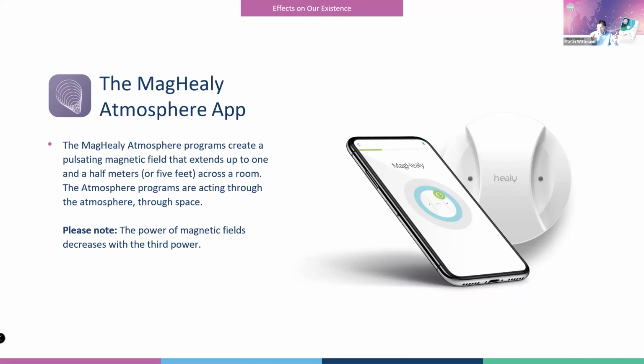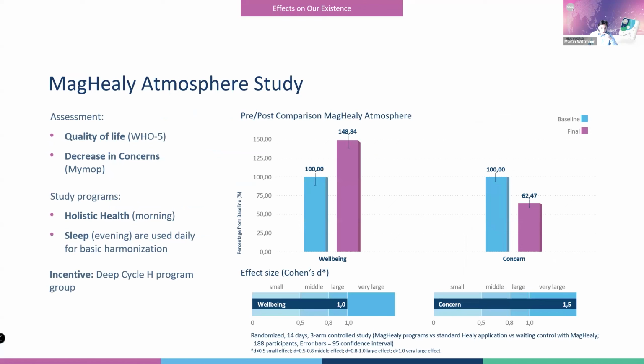And if you use 50% intensity, you use only 50% of the battery at the same time. So this is directly related. Here we also did a study. In this study, we used the holistic health program in the morning, and in the evening, we used the sleep program. And we had quite positive effects.